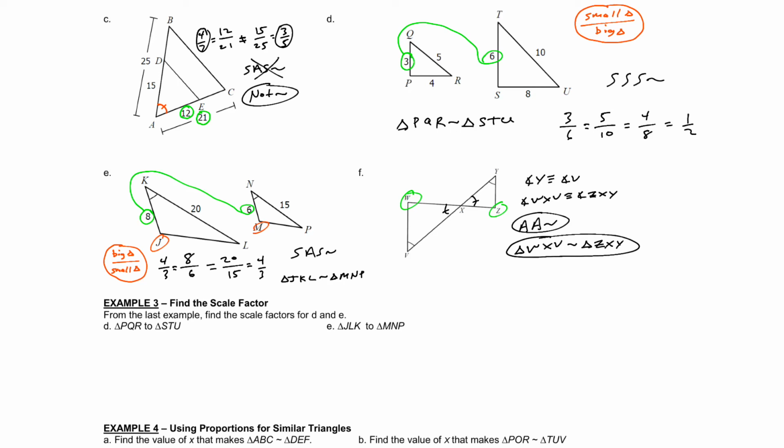Now, the one thing we want to note on part D is that our ratio needs to be set up triangle PQR to triangle STU.